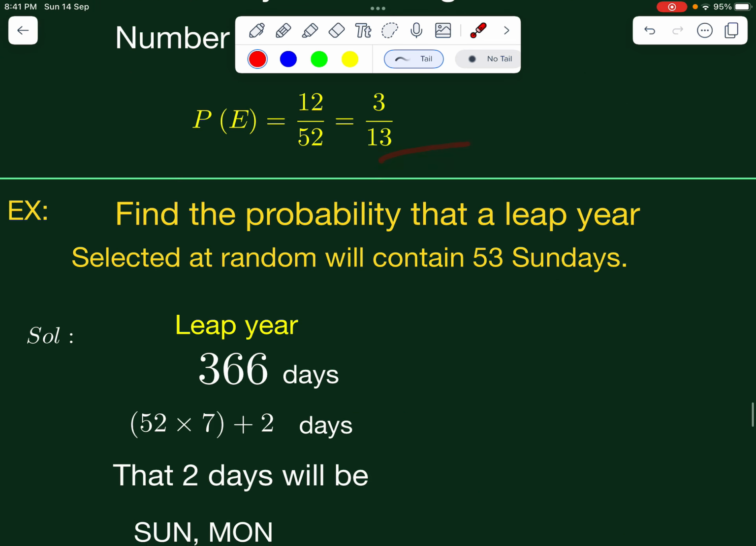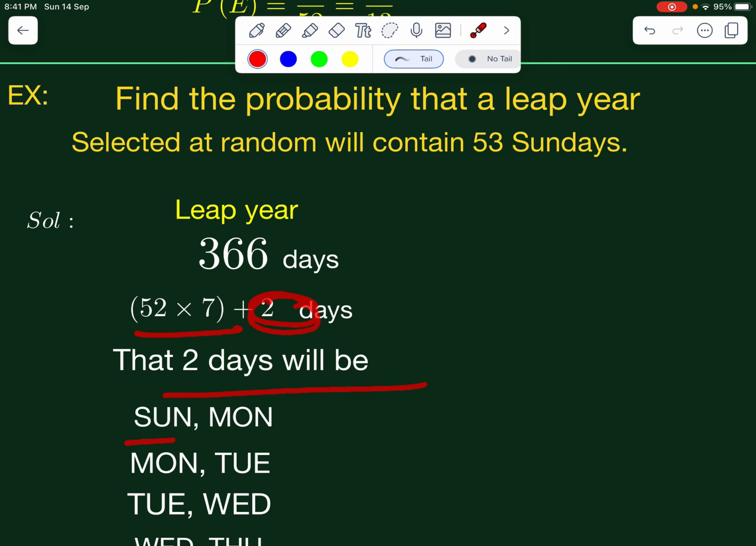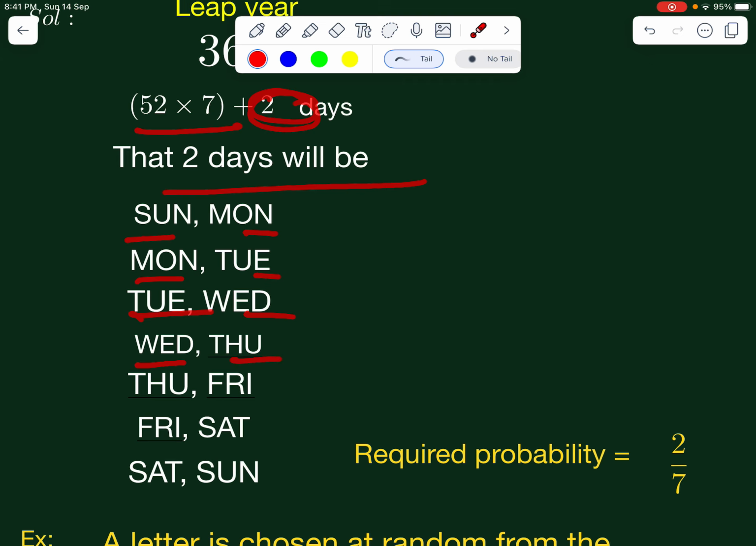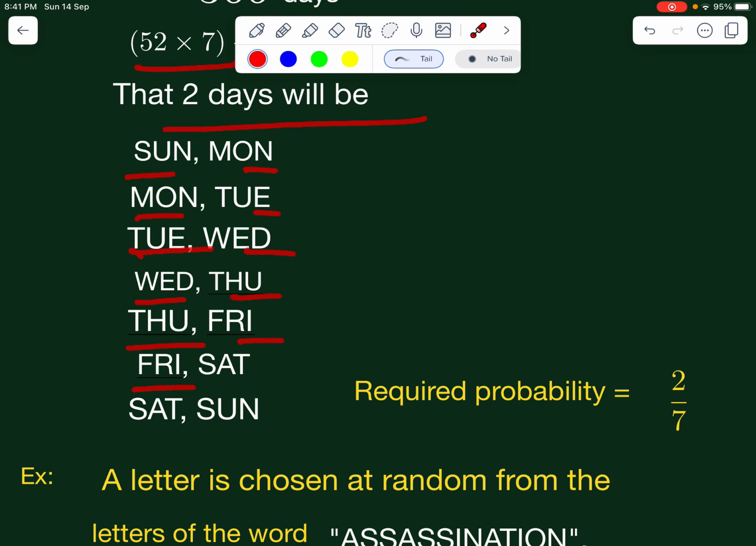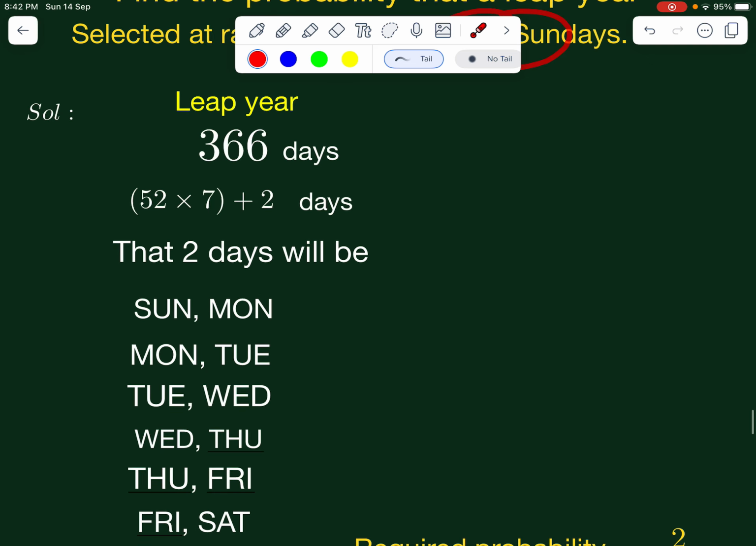Next question. Find the probability that a leap year selected at random will contain 53 Sundays. Here you can count a leap year. In a leap year we have 366 days. 366 days is 52 weeks plus 2 days. The 2 days will be Sunday-Monday, Monday-Tuesday, Tuesday-Wednesday, Wednesday-Thursday, Thursday-Friday, Friday-Saturday, Saturday-Sunday. Here they are asking for 53 Sundays.